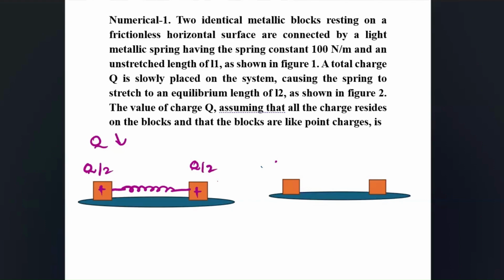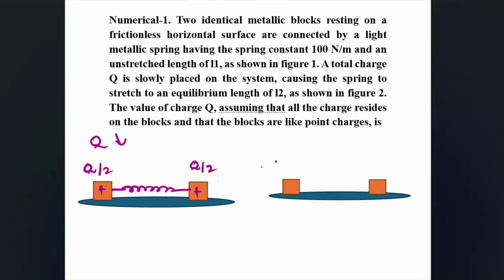When you give charge to the system, both are positively charged, so they repel each other. Those two blocks repel each other. And they are asking us to consider those blocks as point charges, and comfortably we can apply Coulomb's inverse square law. So what is happening? Because positive charge is given to the blocks, they repel each other. Due to repulsion, the spring will stretch. Stretching in the spring takes place.